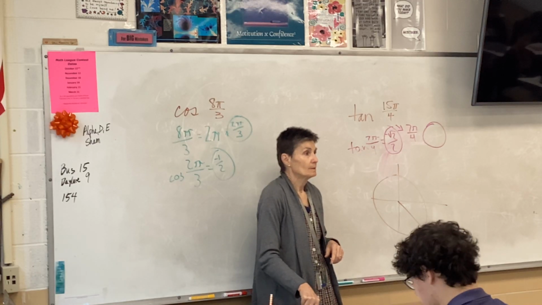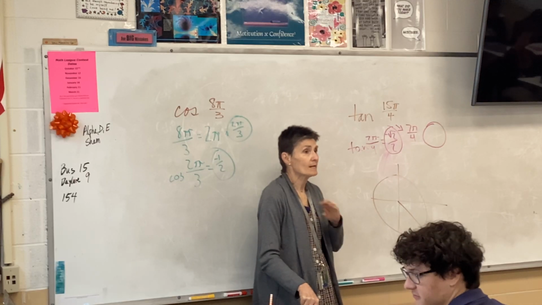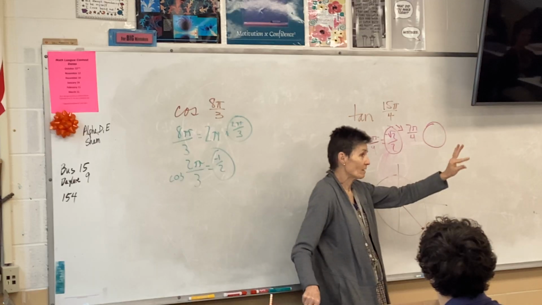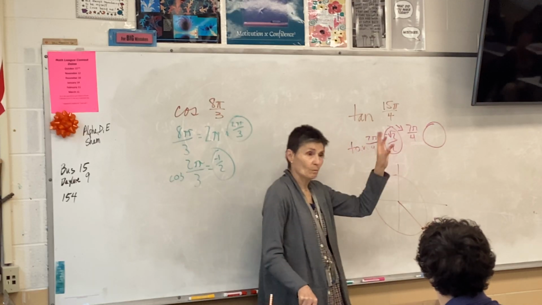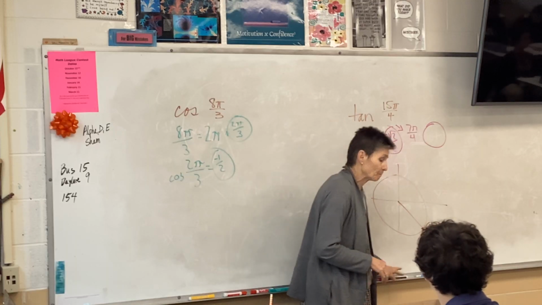Okay? We can find the sines and cosines of any special angle. Obviously, it has to be a pi over 4, pi over 6, pi over 3. But otherwise, we can do all those, no matter how big or small they are.